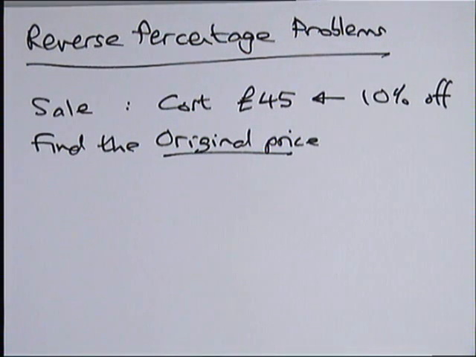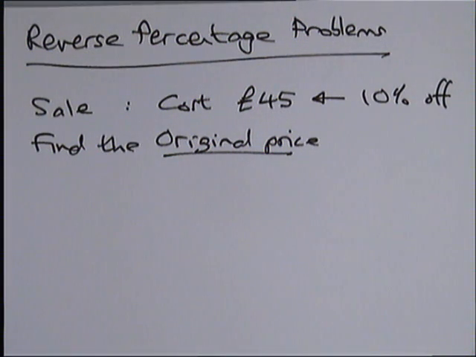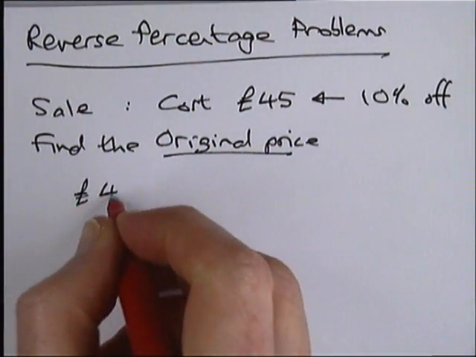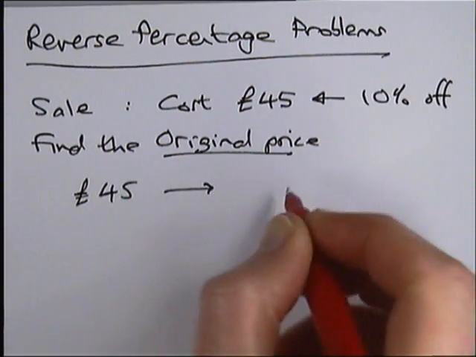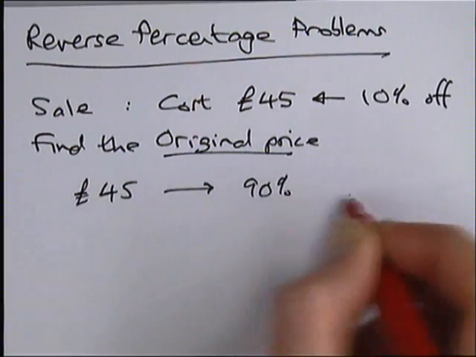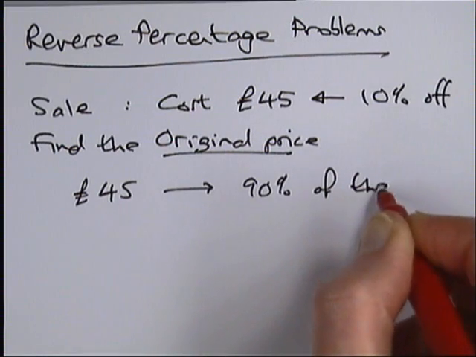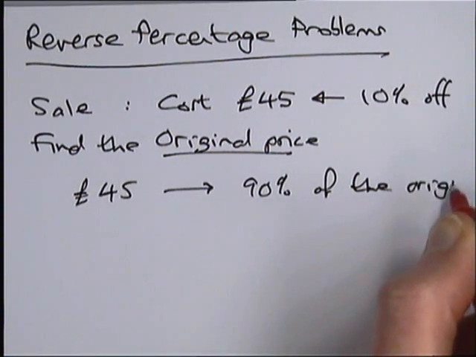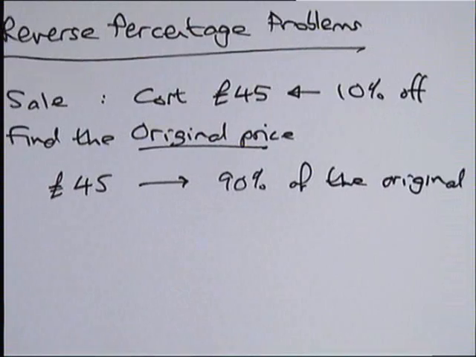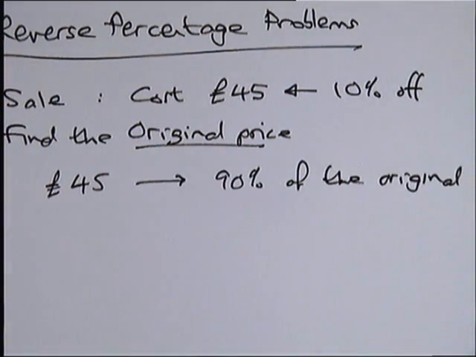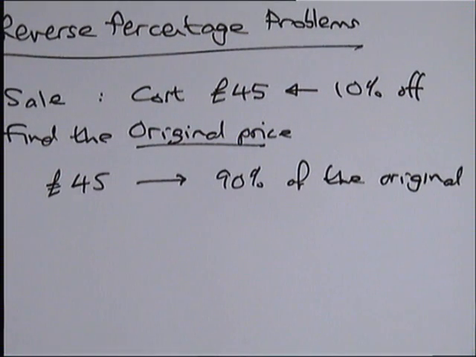If you're asked to find the original price, what it used to be before the 10% had been knocked off, that's what we call a reverse percentage problem. So if we think about this, that £45 is 90% of the original price, because 10% has been knocked off. The original would have been 100%. So that £45 is 90%. And we've got to find that 100%.